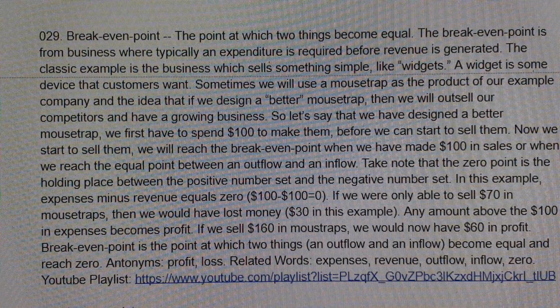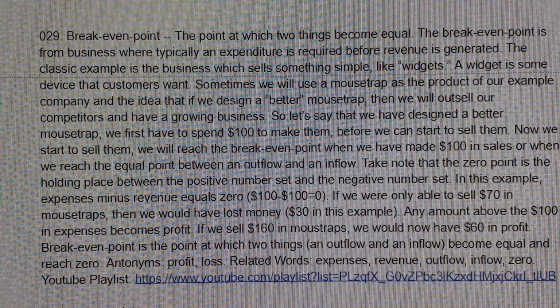So let's say that we have designed a better mousetrap. We first have to spend $100 to make them before we can start to sell them. Now we start to sell them. We will reach the break-even point when we have made $100 in sales, or when we reach the equal point between the outflow and the inflow.